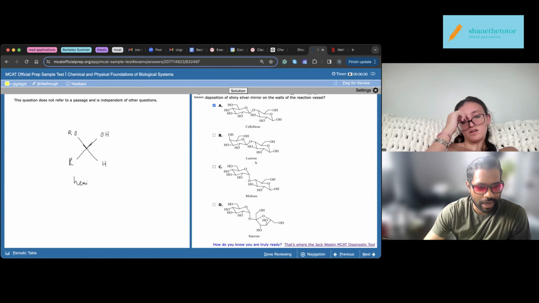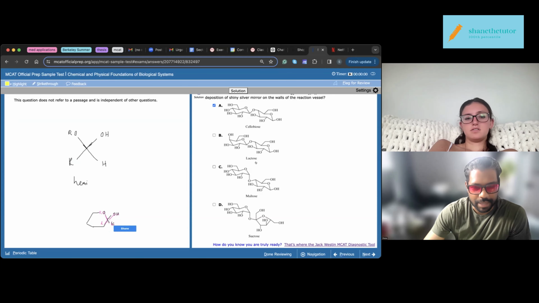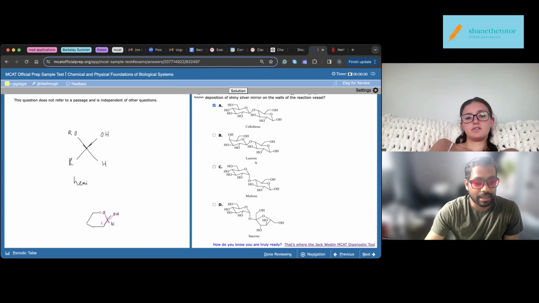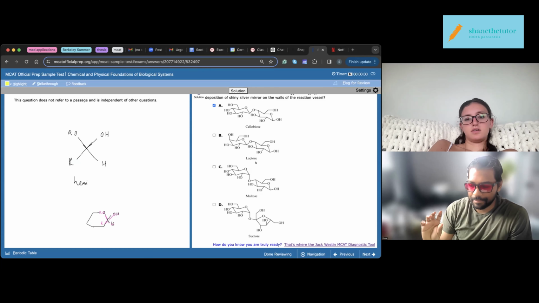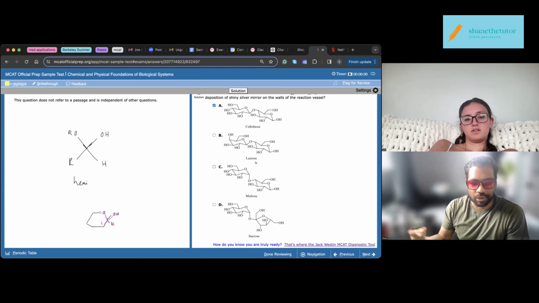So if we just had a regular glucose, this is your OR, your OH, your R, and your H, making that a hemiacetal. And it's a reducing sugar. It can reduce other things, which means itself can be oxidized.